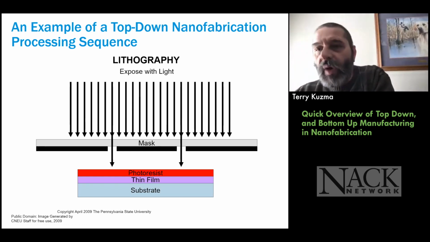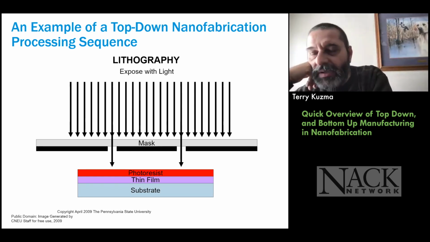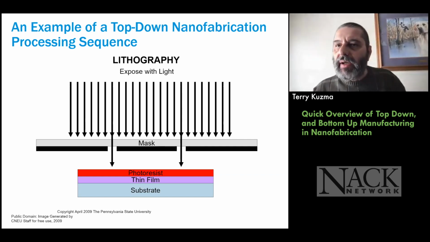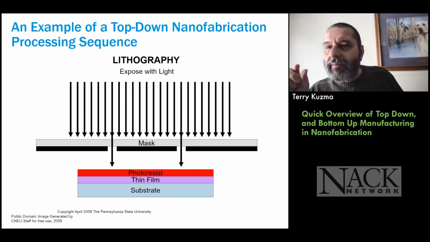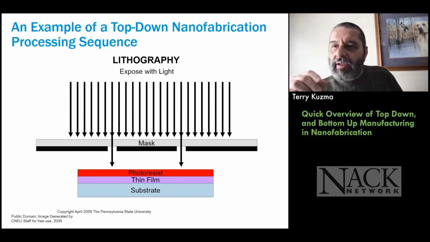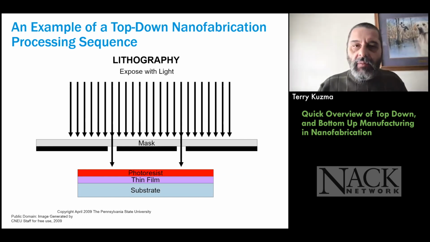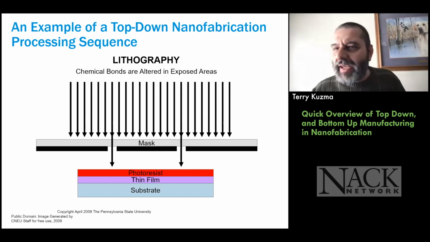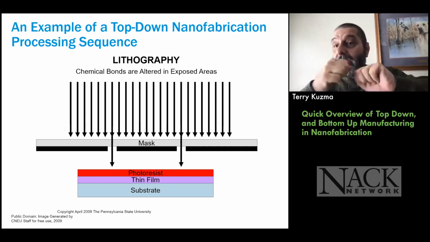We can do it one of two ways, negative or positive, but most of the time it's positive. And where the light hits the polymer, it's going to break the bonds. So that's the one we're going to talk about today. There's a mirror image of that, but I don't want to confuse people or myself. So then the chemical bonds are altered in the exposed region. And I think altered is good, because if it was positive, it would break them. If it was negative resist, it would link them.